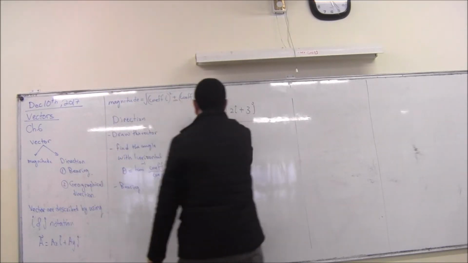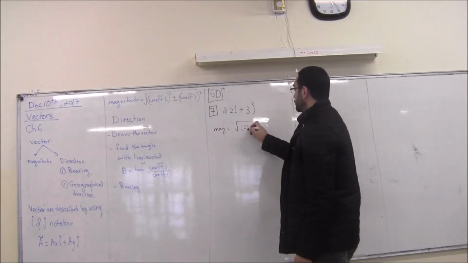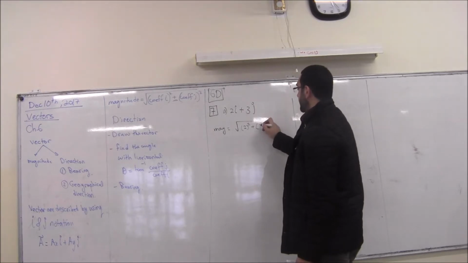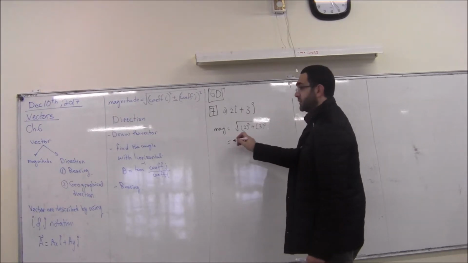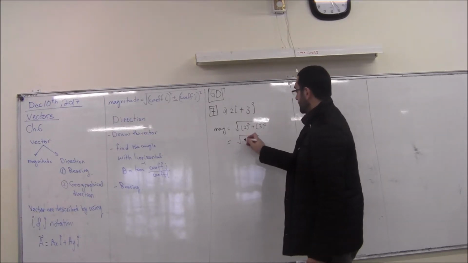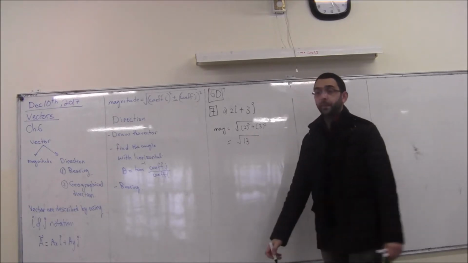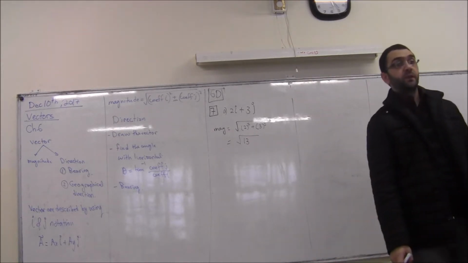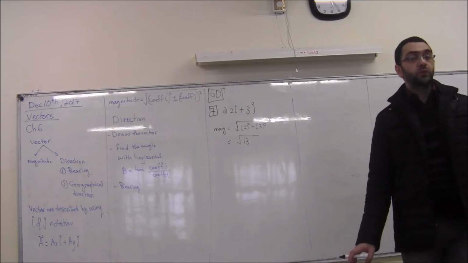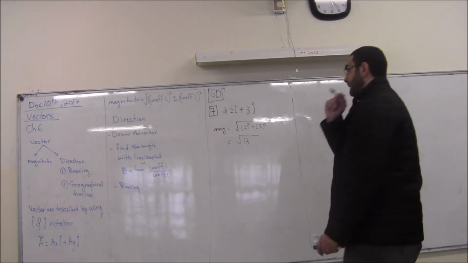Magnitude is what? Square root of the coefficient of i, 2 squared, plus the coefficient of j, 3 squared. This will be square root of 13. Okay? Any question about this? Direct, straightforward. Now we are asked to find the bearing.